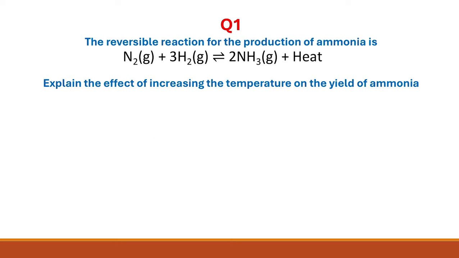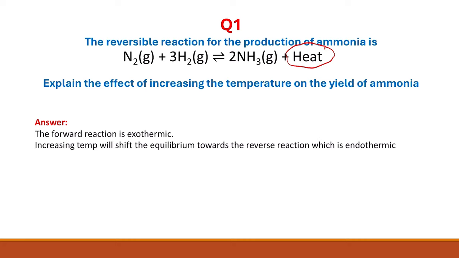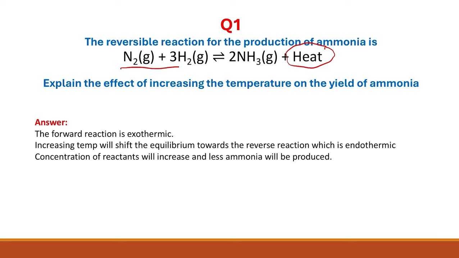Question 1. The reversible reaction for the production of ammonia is shown below. Explain the effect of increasing temperature on the yield of ammonia. The forward reaction here is an exothermic reaction because there is heat produced here. So in the answer, you need to refer that the forward reaction is exothermic, and increasing the temperature will shift the equilibrium towards the reverse reaction, which is endothermic. So the concentration of reactants will increase while the concentration of the product, which is ammonia, will decrease. So the overall yield of ammonia will decrease.